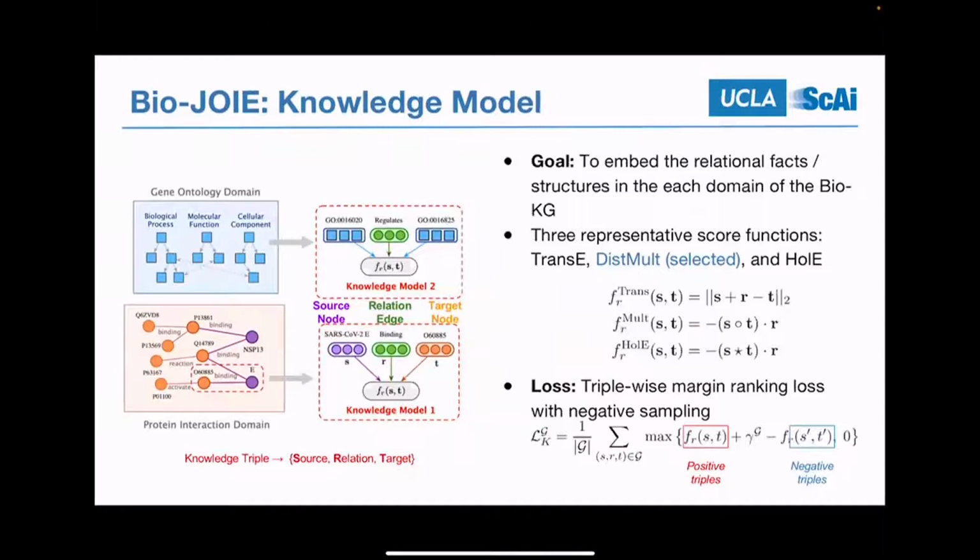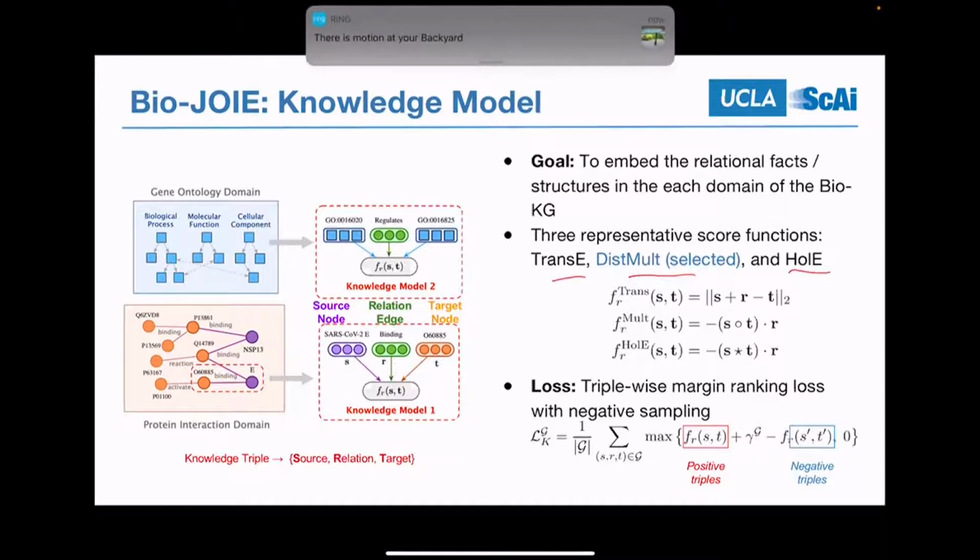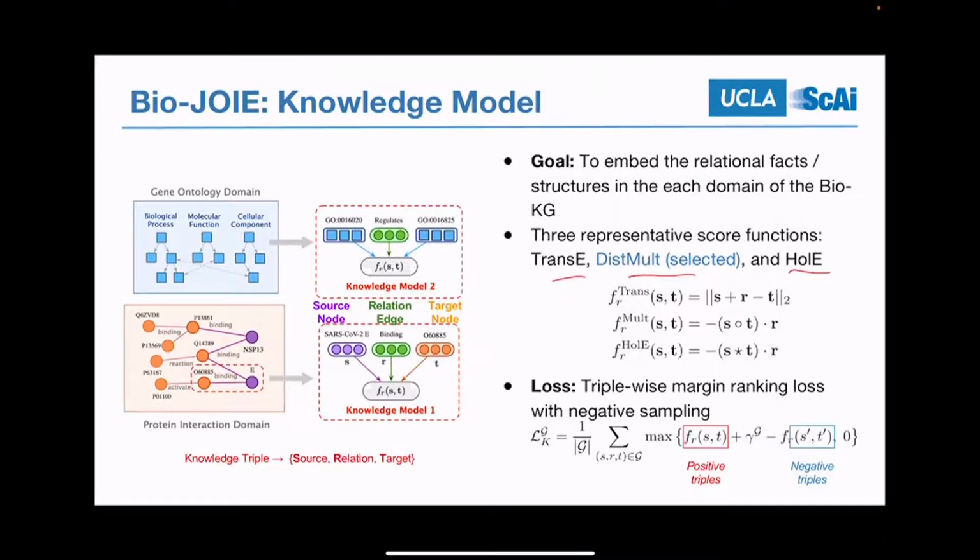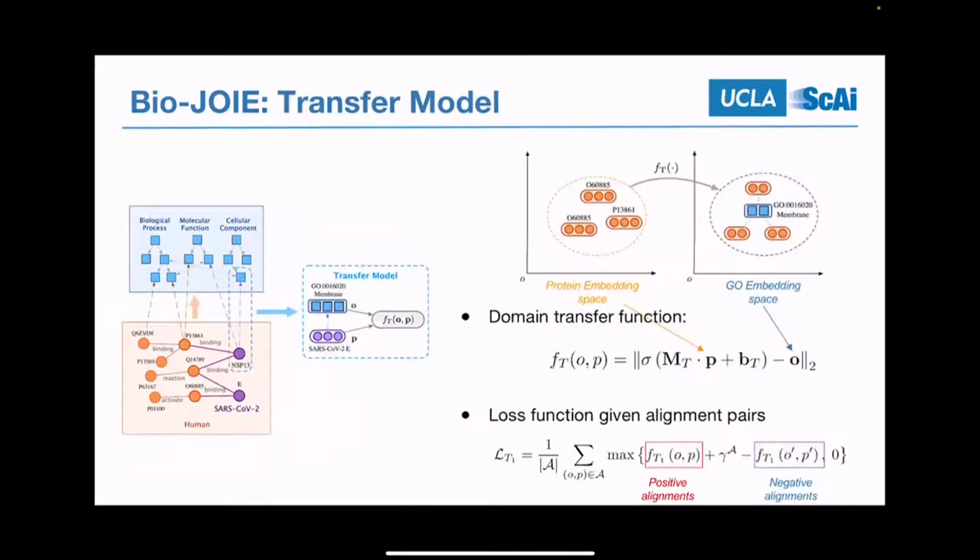Again, there are two components. One is the knowledge model for each individual domain. There are quite a few knowledge graph embedding approaches that we could use. I just list three here, like TransE, DistMult, and JOIE, and those are some representatives. There are even newer ones coming out, so you can use any of those to do that. And then the next would be the transfer model.